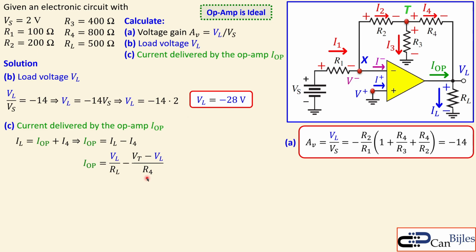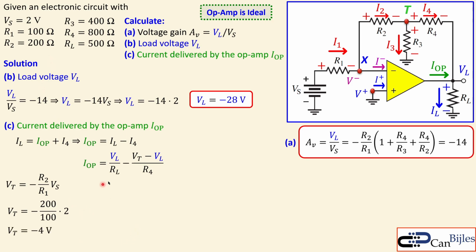So we have now the expression, but we don't know yet what VT is. We know what VL is, that's from question B. We also know the resistors RL and R4, but we don't know VT. But we know from equation number 1, from the previous discussion, that the VT was given by this expression. Now, if I substitute the values given here in this example, I will get exactly minus 4.